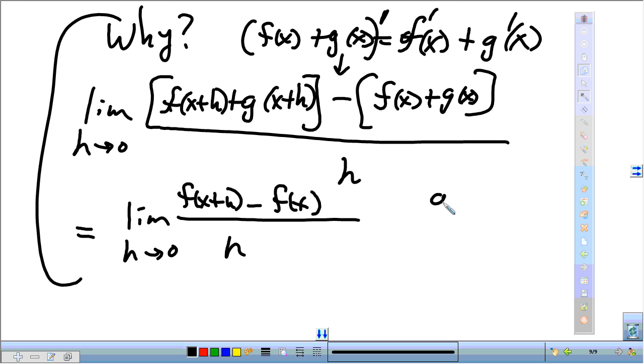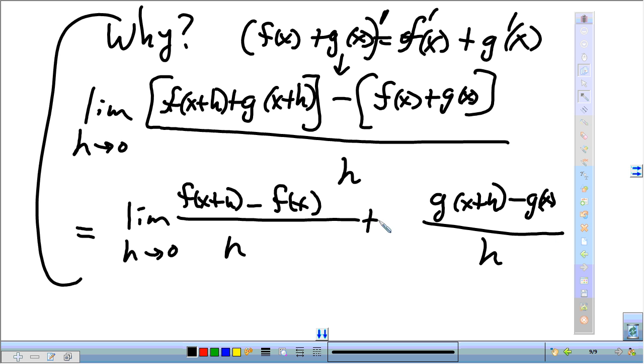And then we can separate out the term g of x plus h minus g of x, those two terms divided by h, and write it as the sum of the two. So it is algebraically equivalent, and so we take that apart as two separate limits. Again, we have the limit for this and the limit for that. So it does work out nicely, and we're going to use those rules.